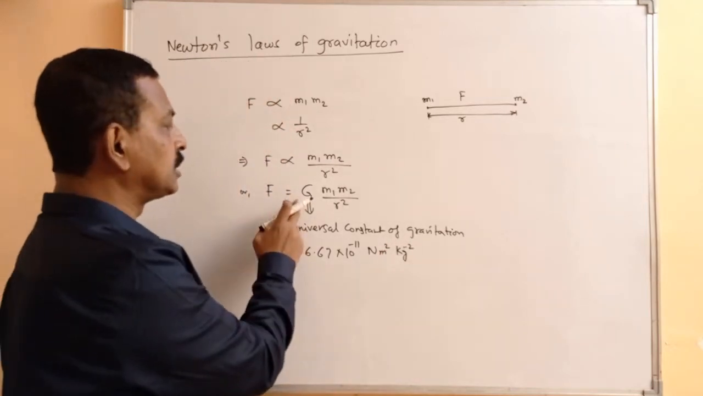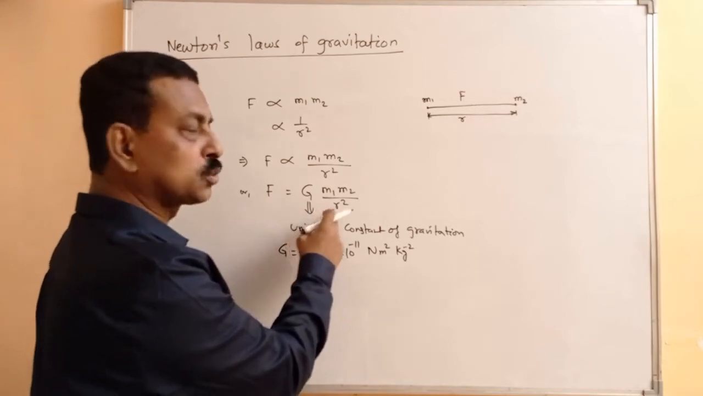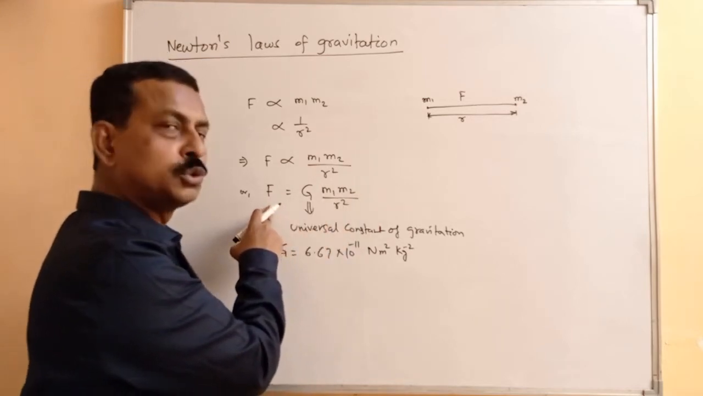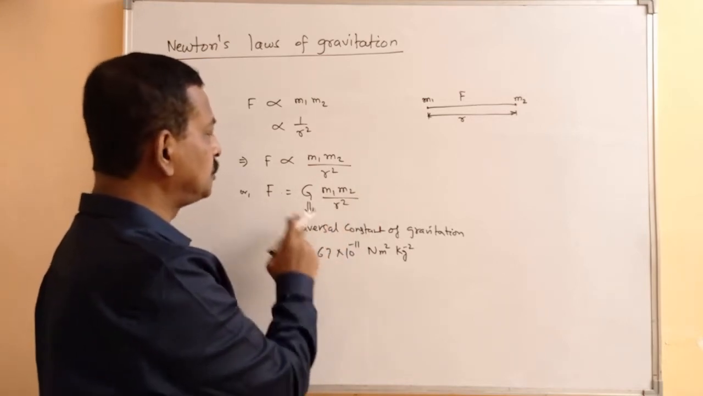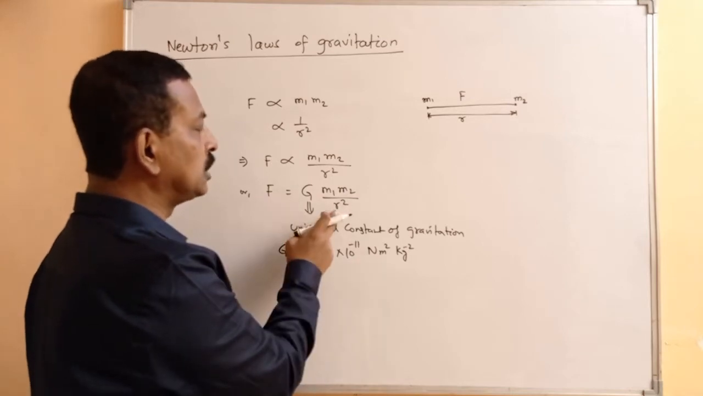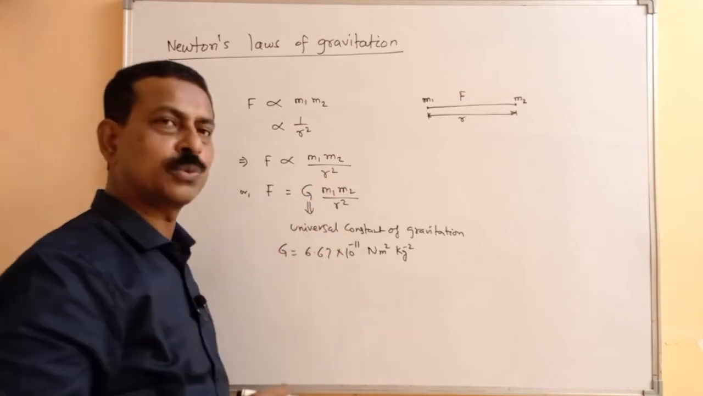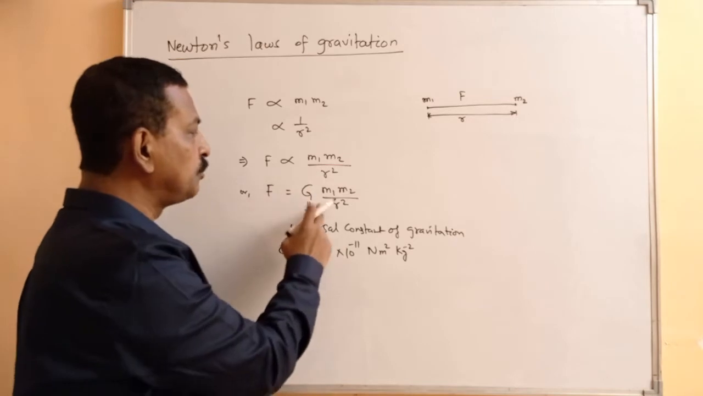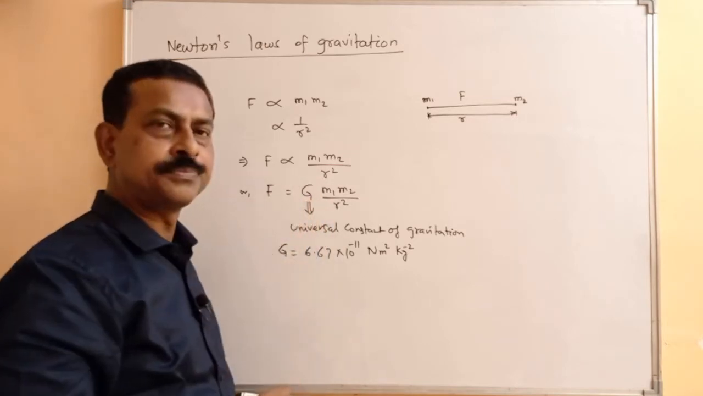Because here if you consider G will be how much? F into r square by m1 into m2. So if you consider this unit, then it is your Newton meter square per kg square. So that is your universal constant of gravitation.